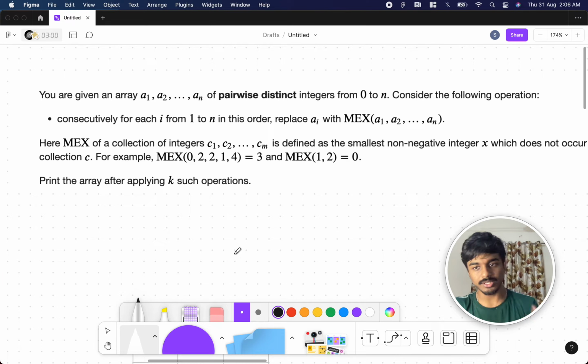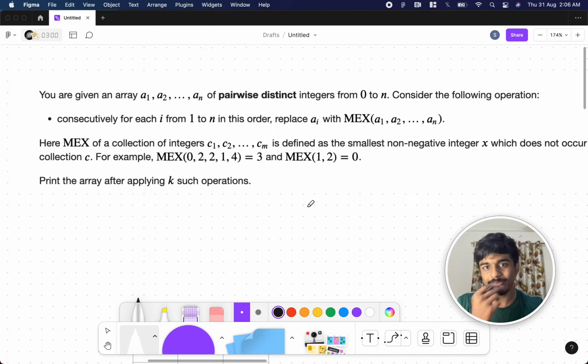Then they are telling us to consider the following operation where we consecutively take all the indices of an array, the corresponding values, take all the values and find the MEX of them, and replace that value with the MEX, the number that is taken.